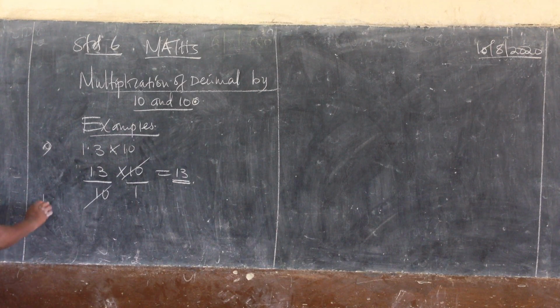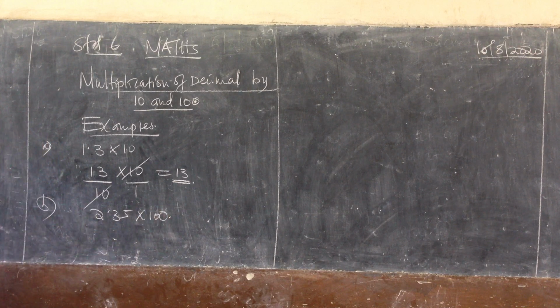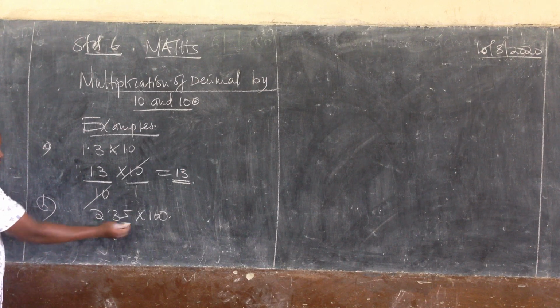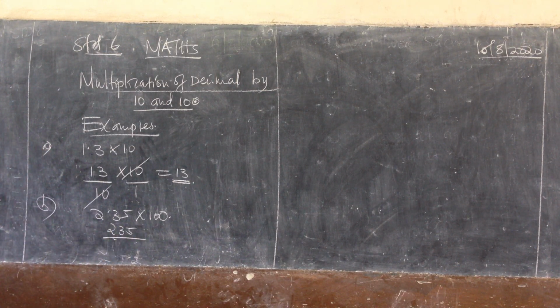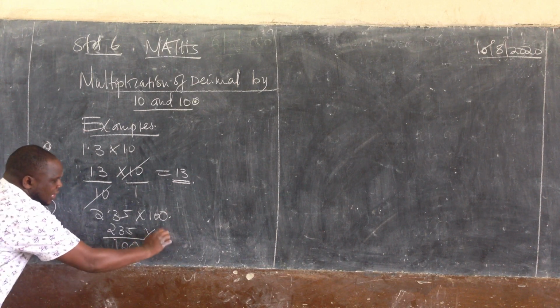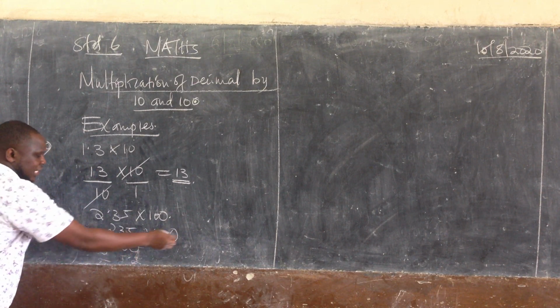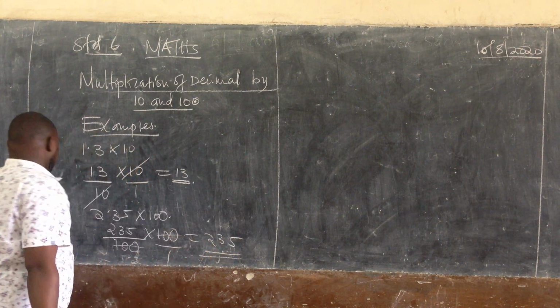Let's take another example. You can be given 2.35 times 100. What is 2.35 times 100? So therefore, you're going to write this as a fraction. This is going to be 235 over a number that has two zeros, because of the two decimal places that are here, 1, 2. So a number with two zeros, that is going to be 100. Then you multiply with 100 there. So this is going to cancel with this one, and then you're going to remain with 235 as your answer.